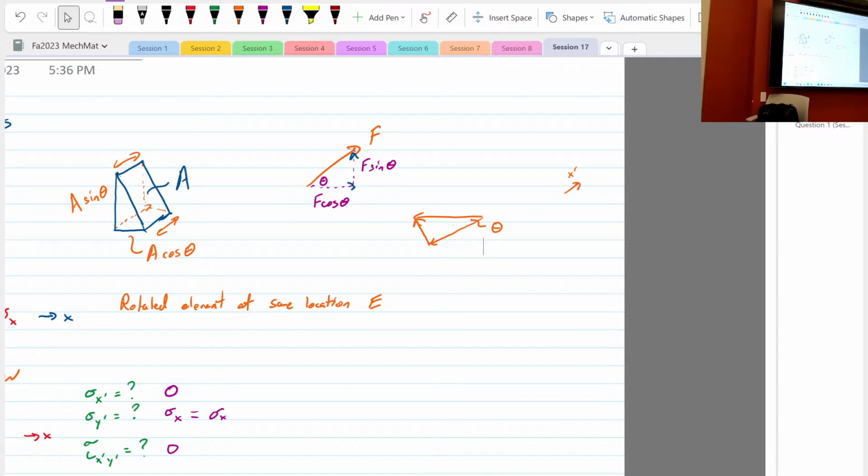So in this case, it's asking for the maximum in-plane shear. So that's what you were getting at. The same process until I got to this.